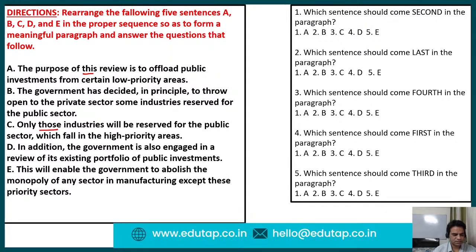Let's see. Sentence number D. In addition, the government is also. See, it starts with a conjunction, right? And "also" is there. So that means this sentence talks about something previous that has been spoken of. So this cannot be the first sentence. And this will enable the government to abolish the monopoly of any sector in manufacturing except these priority sectors.